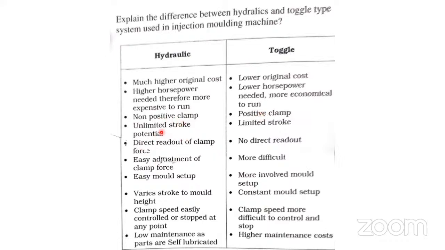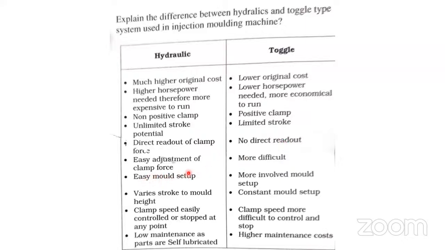Here unlimited stroke possible. However big a mold you put, nothing will happen. Here limited stroke. Only as much as the mold, that's it. If you increase the height of the mold, this machine will not work. Not possible to load the mold there. Now, direct readout of the clamp force. Yes, we can read out the clamp force directly, by fitting a pressure gauge. But here no direct readout. Clamping force you cannot measure here.